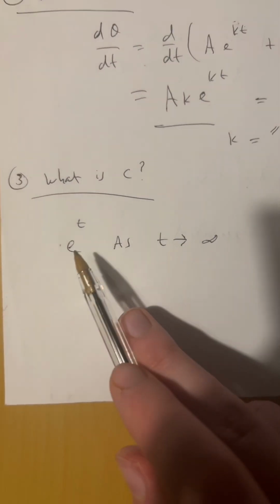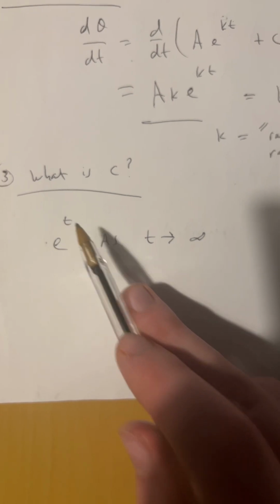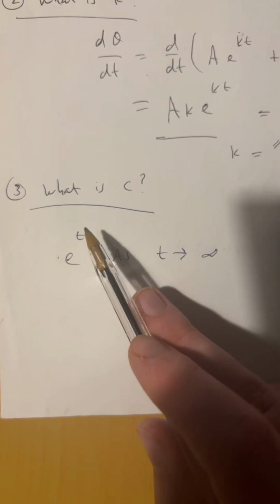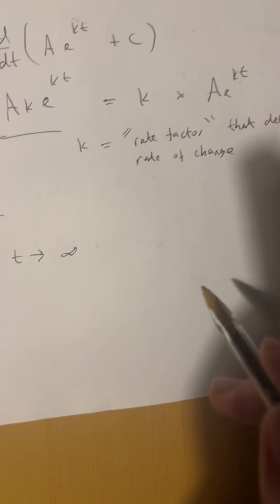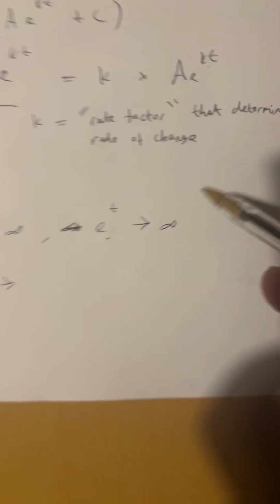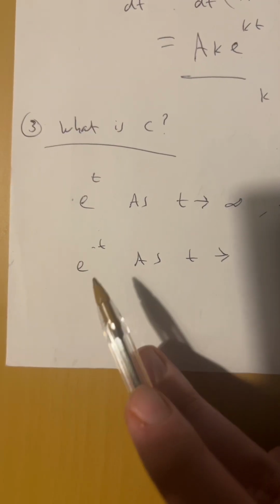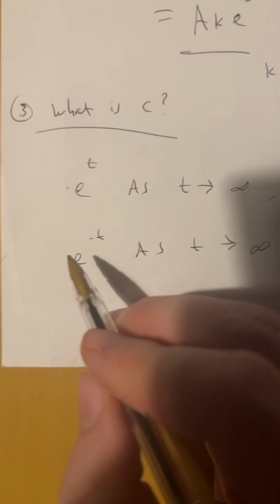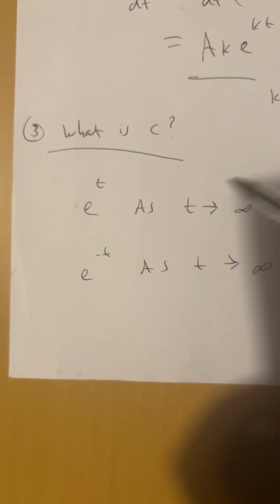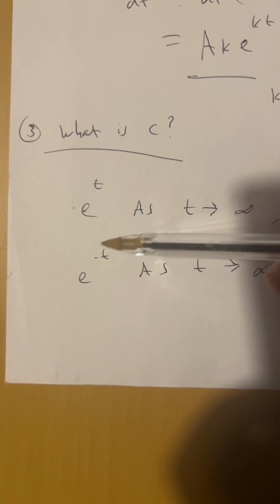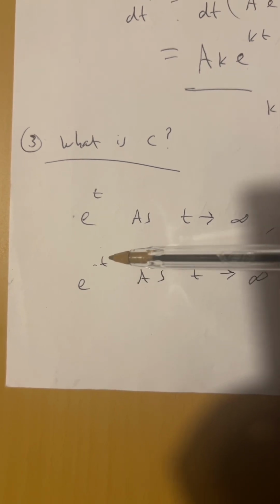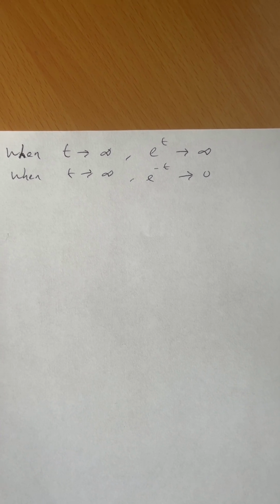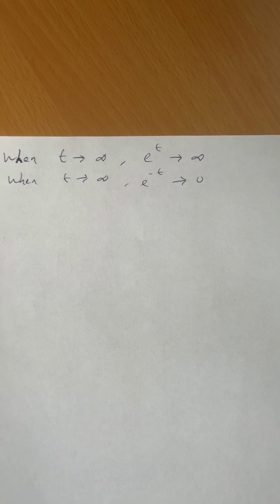Think about what happens to e to the power of t as t goes to infinity. Go to your calculator, do e to the power of a massive number, you're going to get a massive number. So e to the power of t is going to go to infinity. Now imagine this situation, e to the power of minus t. As t goes to infinity in this situation, this is going to go to 0, because if you've got a massive negative number, e to the power of a massive negative number is 0. So just to summarize, when t goes to infinity, e to the t goes to infinity, but e to the minus t goes to 0.